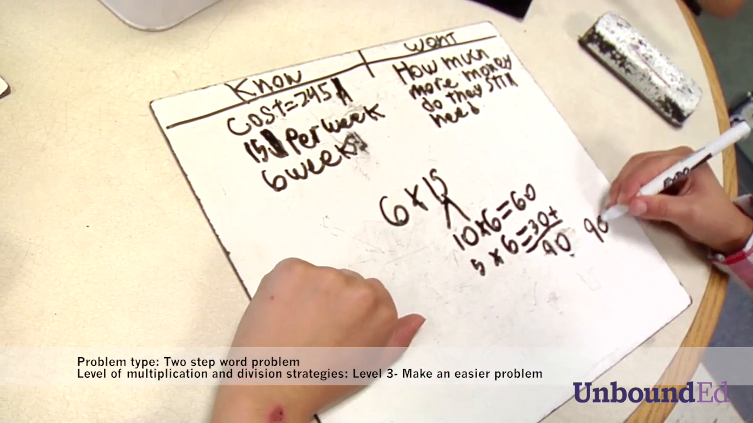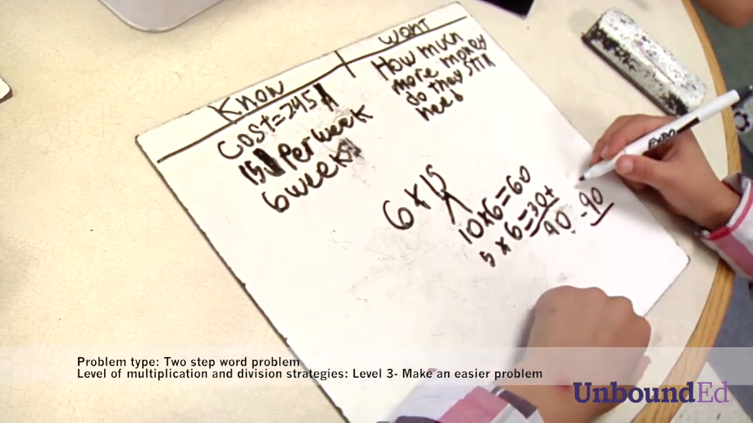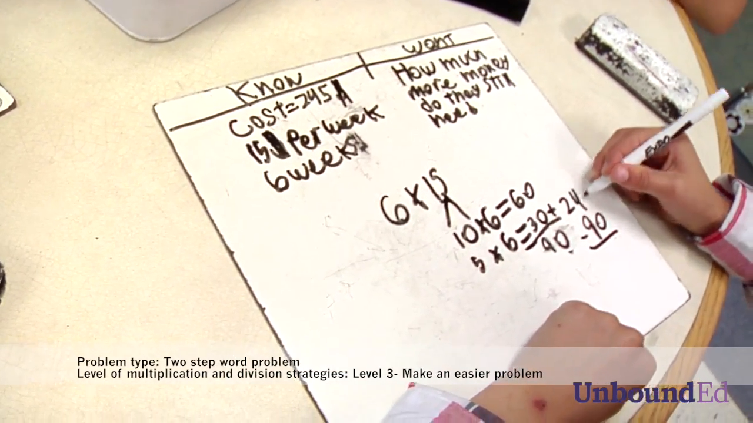Okay, so I want you to explain this to me. So tell me how you got 90. Can you show that work for me? Thank you.